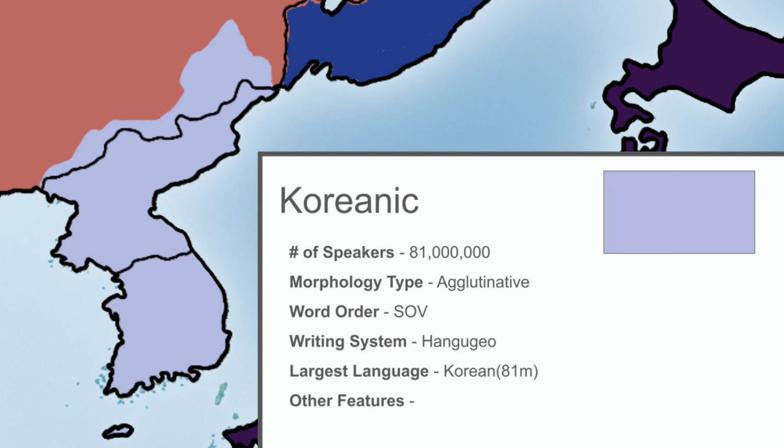The Koreanic language family isn't really a family, as it is only composed of the Korean language, and the Korean dialect on Jeju Island is sometimes considered a separate language. If Jeju is considered a dialect of Korean, this would make Korean by far the most spoken language isolate, with over 80 million speakers concentrated in North and South Korea, as well as some parts of China. Like Japanese, Korean is agglutinative and uses SOV word order.